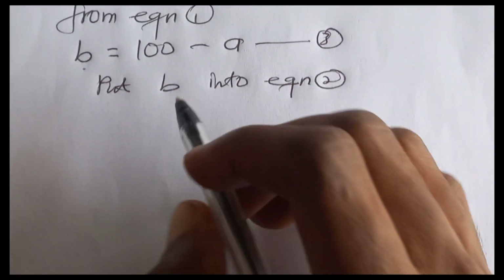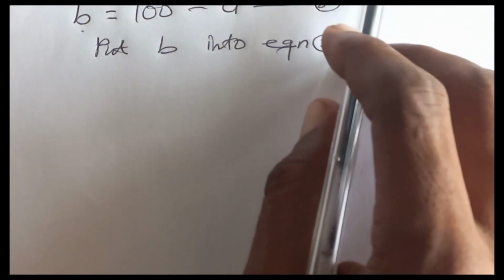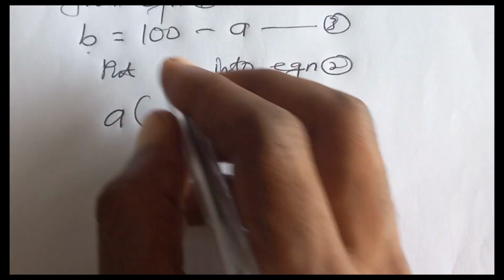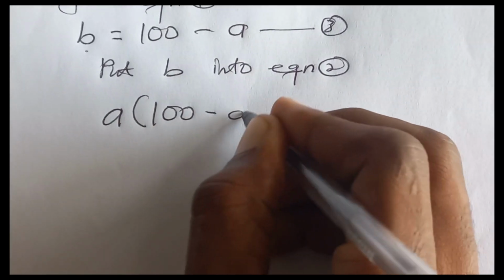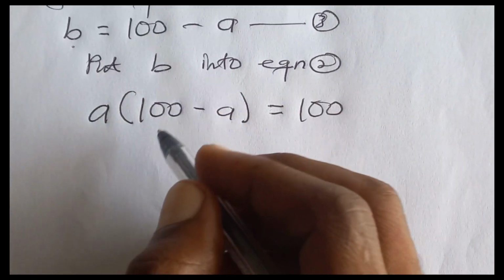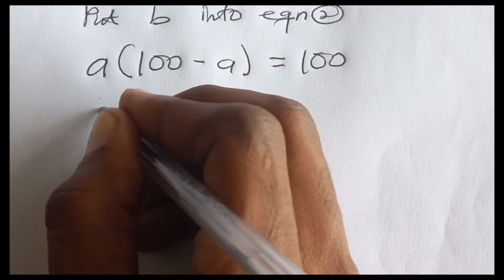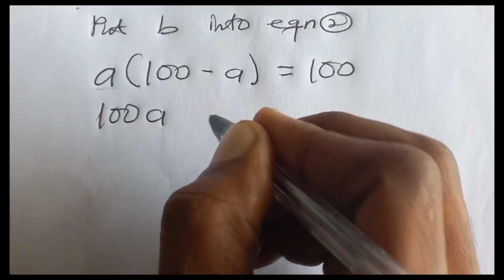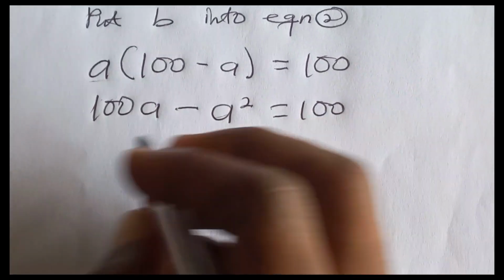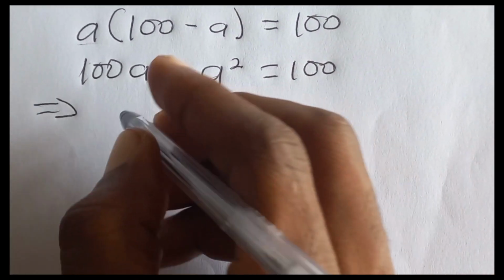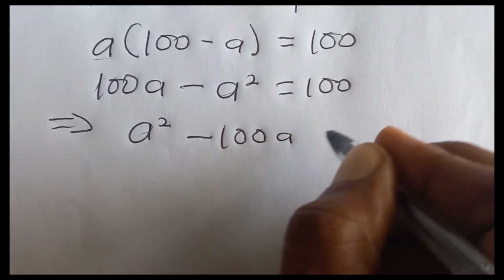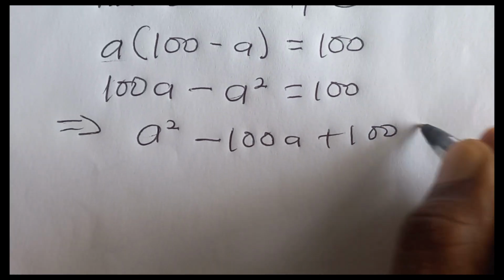Okay, so when you substitute b into equation 2, we get a into bracket 100 minus a, which is equal to 100. Okay, so when you expand the bracket, you're going to get 100a minus a squared is equal to 100. So we can arrange this as a squared minus 100a plus 100 is equal to 0.